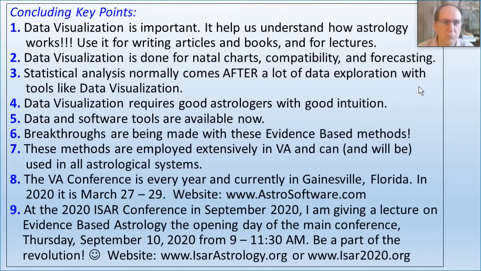Number 6, breakthroughs are being made. We've been making them for a few years now in what we call these evidence-based methods. And I think the news is spreading gradually that this is happening, and I think it's going to spread into every area of astrology.